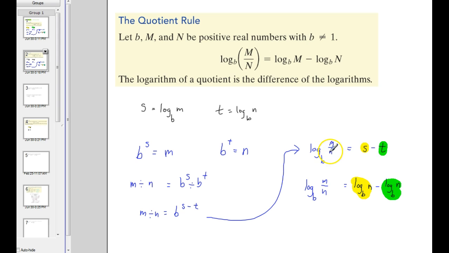The log base b of m divided by n is s minus t now, and then s and t again, we're replacing them with what they were here. So the exact same work, it's just division and subtraction because of that property of exponents.